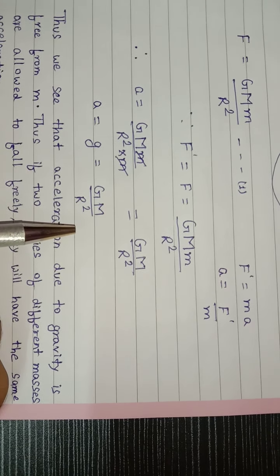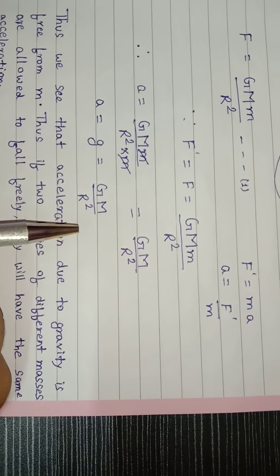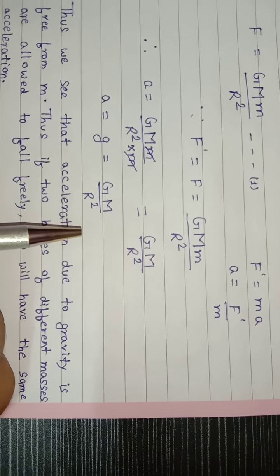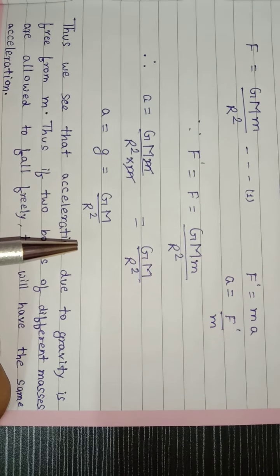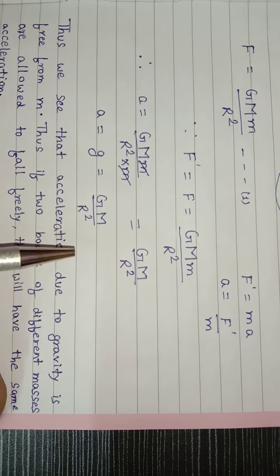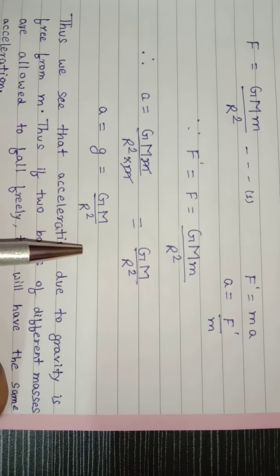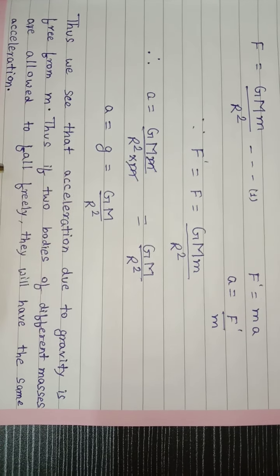That means whichever body is falling, the acceleration due to gravity will not depend on the mass of that body, or the shape of the body, size of the body, or density of the body. It doesn't depend on the body itself, it is independent of the body falling towards the earth. Its value is a fixed value.